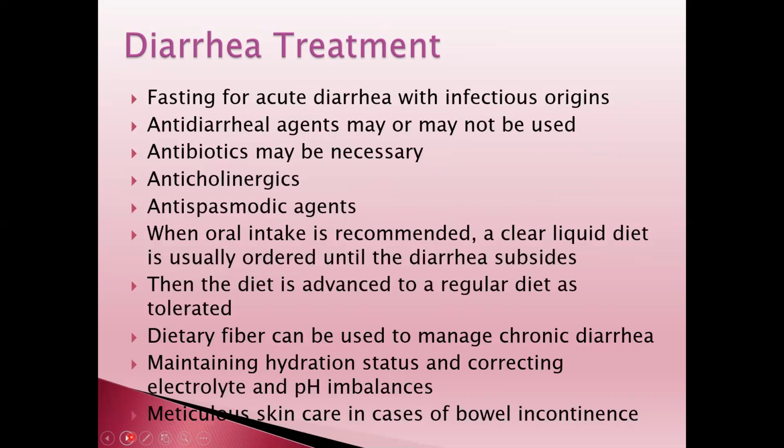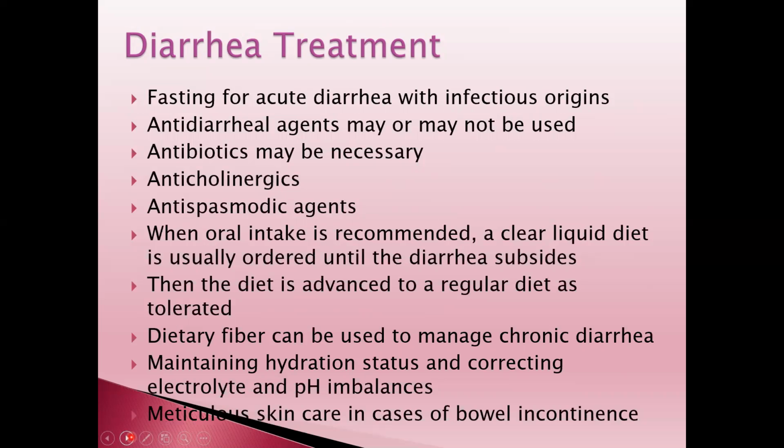Antidiarrheal agents may or may not be used depending on the cause, because you don't give antidiarrheals if someone's got certain GI infections. Antibiotics might be necessary. Anticholinergics would slow down the diarrhea. Antispasmodics are pretty much symptomatic to stop the spasms.